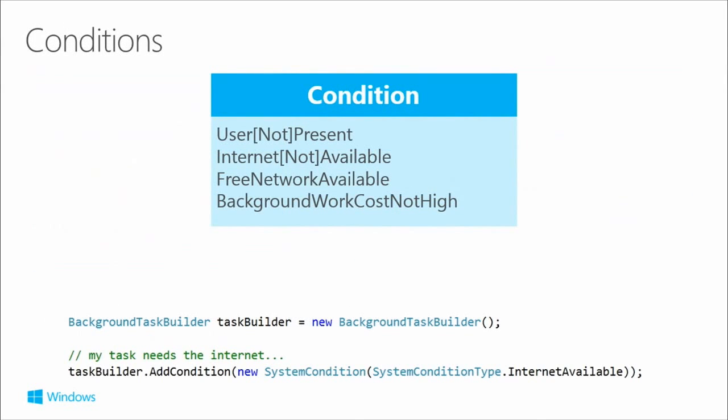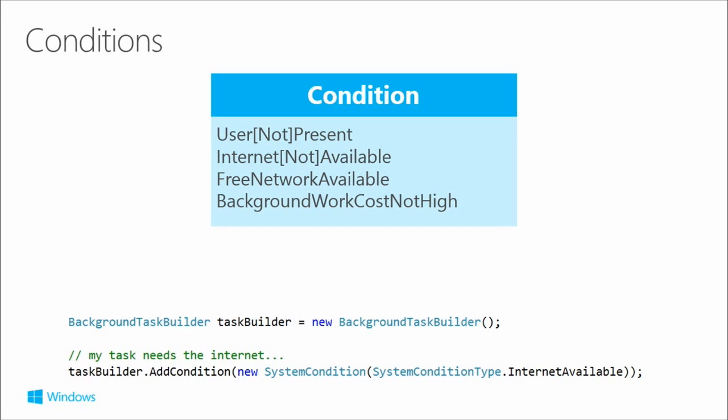You can also put conditions on these. So not only the trigger, but you can also add a condition. So you can say, okay, when this trigger happens, and also the internet is available or not available, or actually background work cost not high. So you can say, well, run this if the system's not busy, which is a nice thing that you can do for your user. So these conditions can be applied as well.